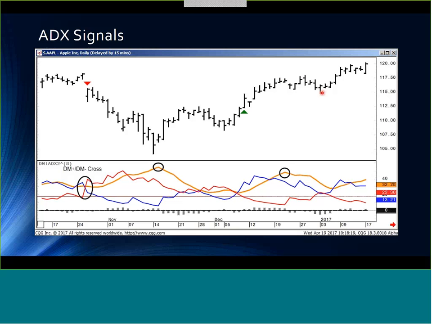I'm sure there's some buy signals up in here. I don't have the oscillator on here at this point in time, but you could throw something else in to use with the ADX. I don't typically use the ADX by itself. I typically use it with another oscillator.